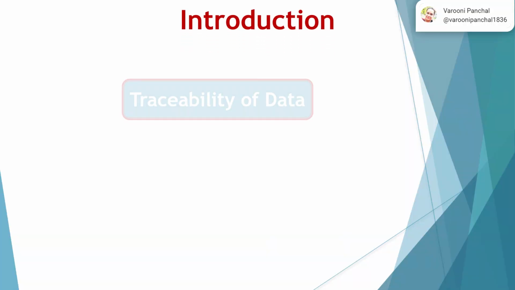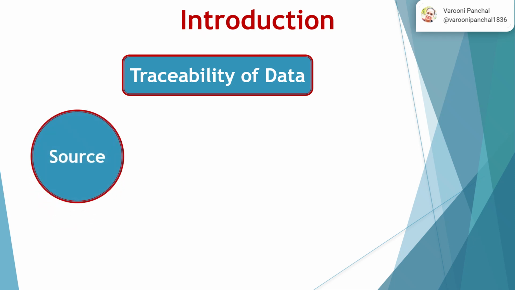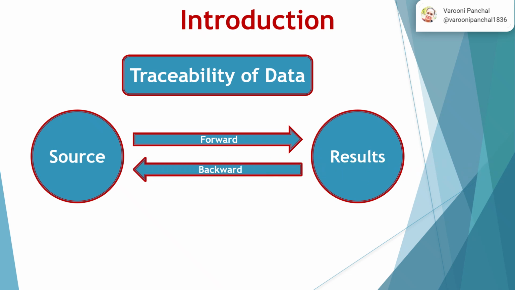Traceability of data refers to the ability to track and verify every piece of data throughout its life cycle, from its origin, through its transformations, to its final representation in analysis or reporting. In clinical trials, data traceability ensures that the data can be traced forward, from source to final results, and backward, from final results to its source. It establishes transparency, accuracy, and reliability, which are critical for regulatory compliance, audits, and maintaining data integrity.